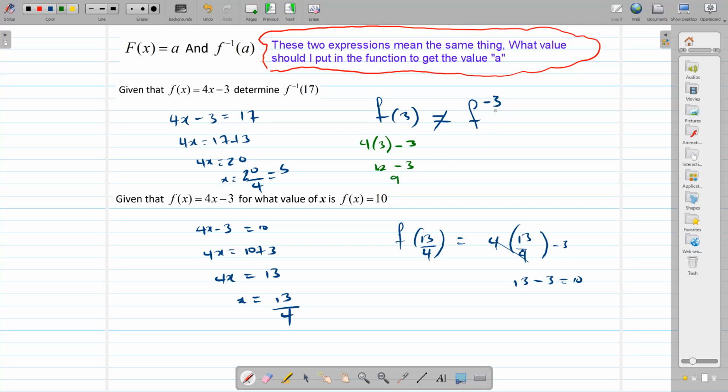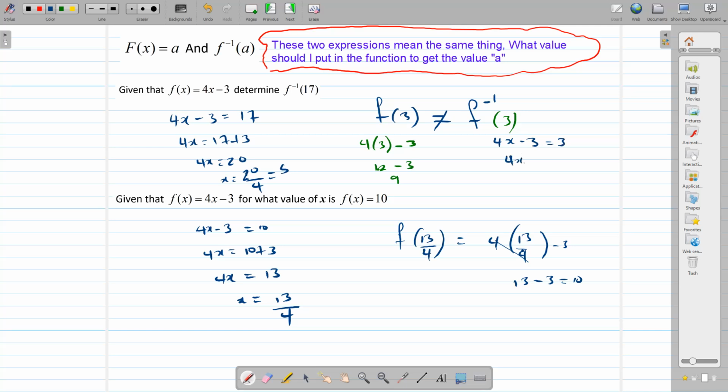But f inverse of 3, let me correct that. I wrote f to the minus 3 there. Let me correct this. So f to the minus 1, or f inverse of 3, would be worked out as: what number should you put into this function so that you get 3 for the answer? And to get that value, we take the function 4x minus 3 and make it equal to 3.